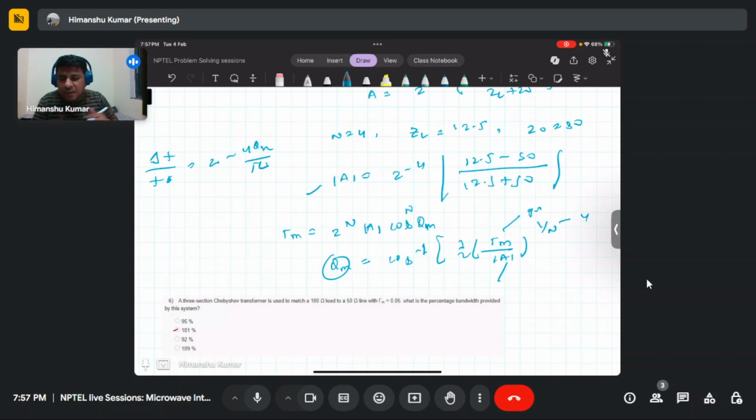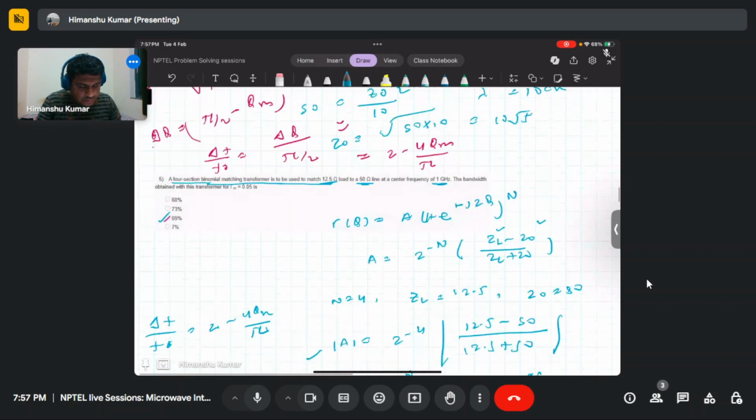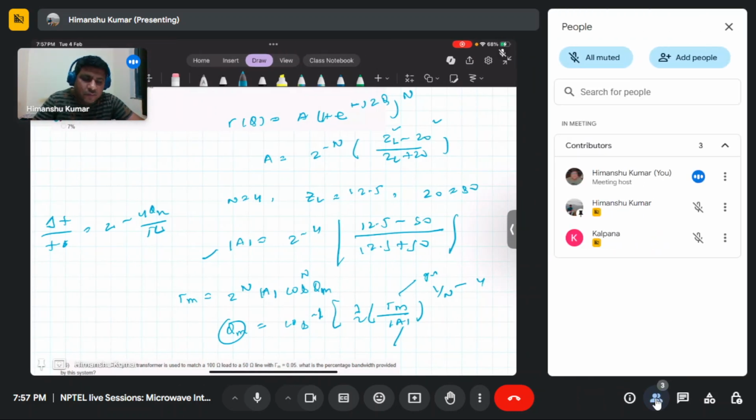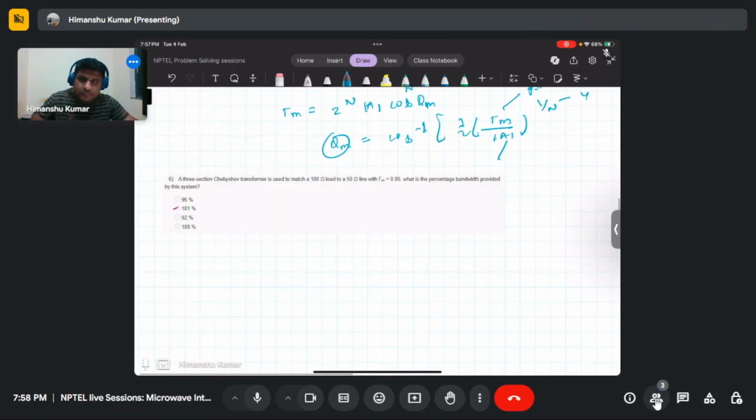So this is the problem. If there is any doubt related to this problem, you can ask, or otherwise we will move to the next problem. Okay, so let's move to the next problem.